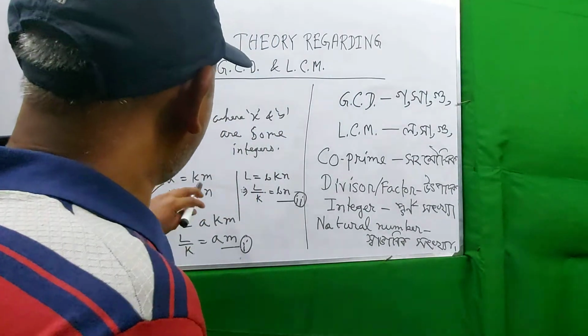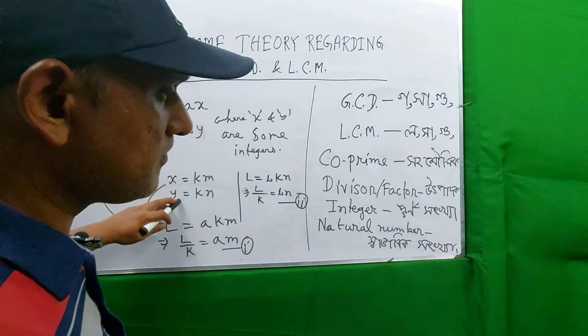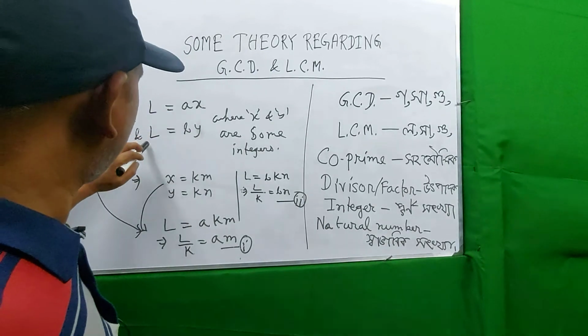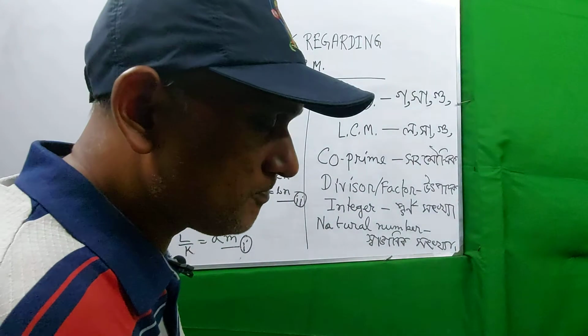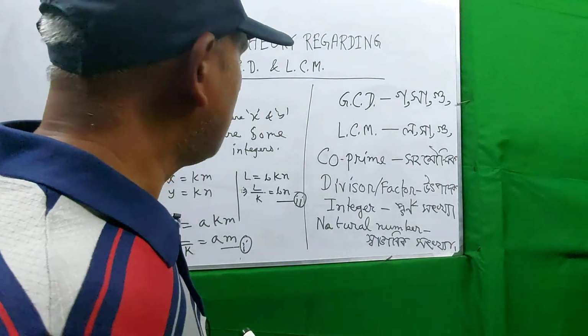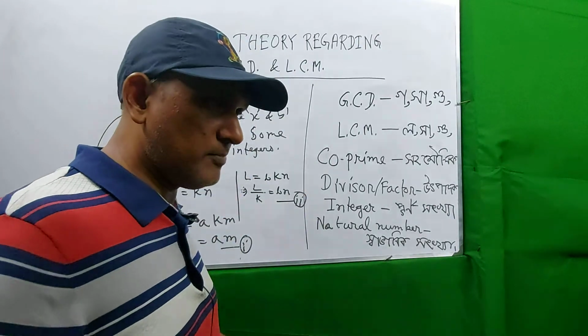So X and Y, and what are X and Y? X is equal to L by A and Y is equal to L by B. That means L by A and L by B are coprime. That is the theorem, and that is the reason that lies behind that theorem.